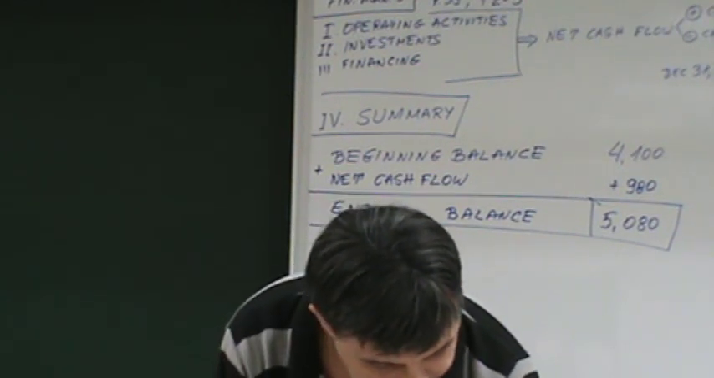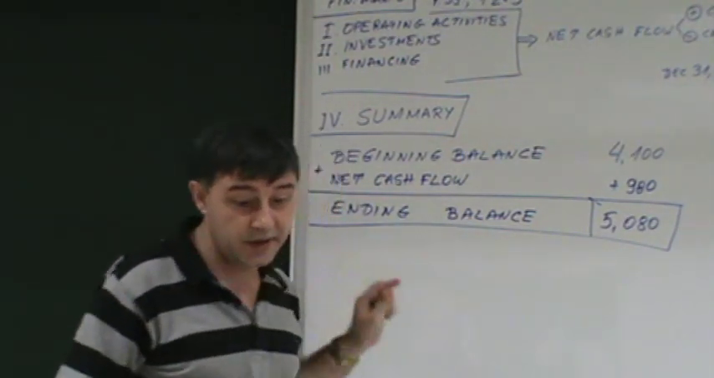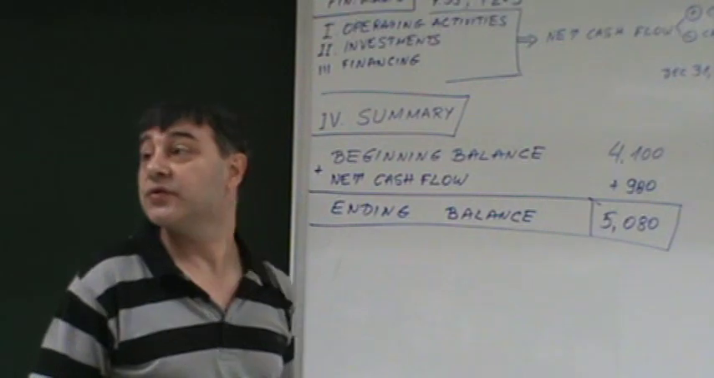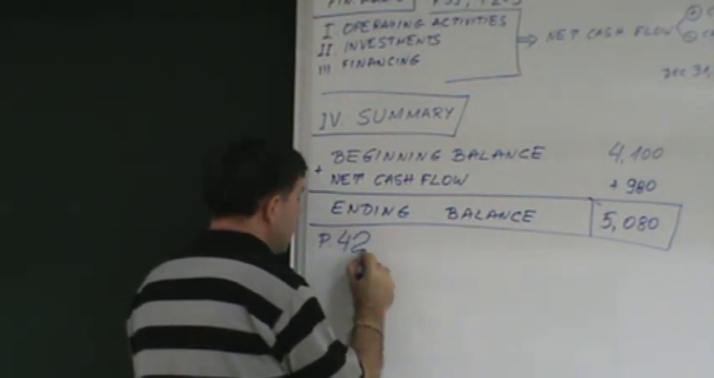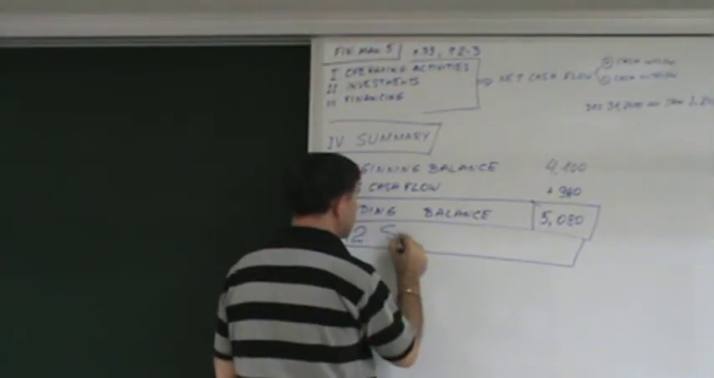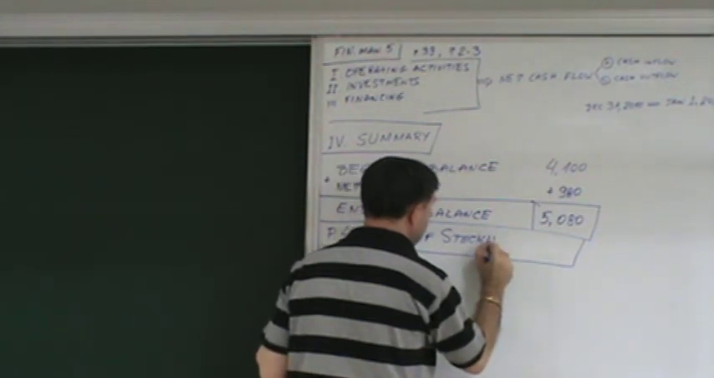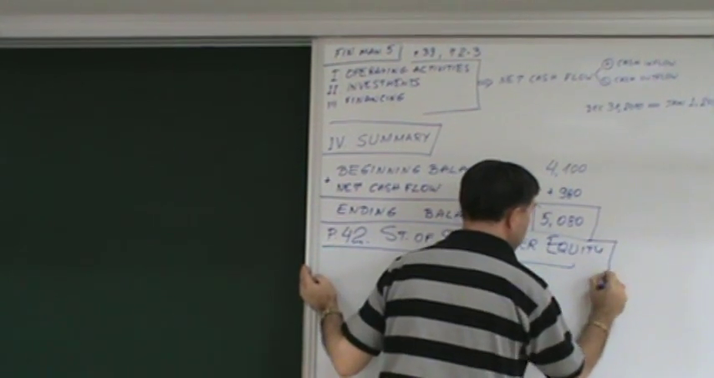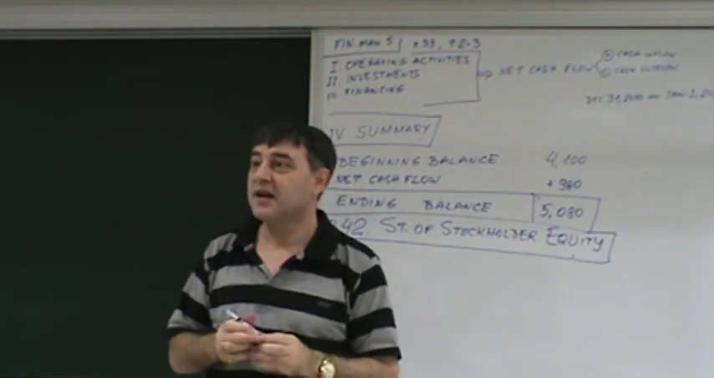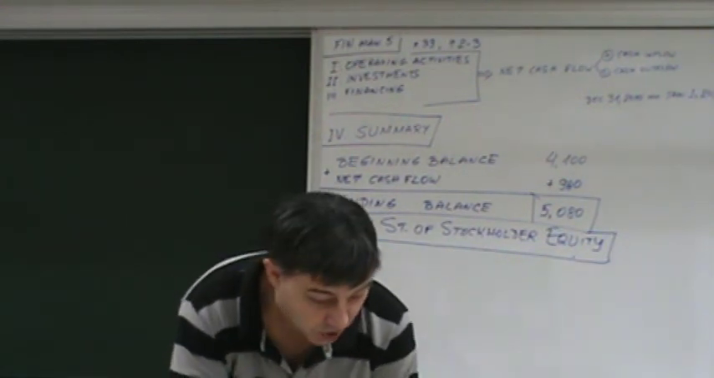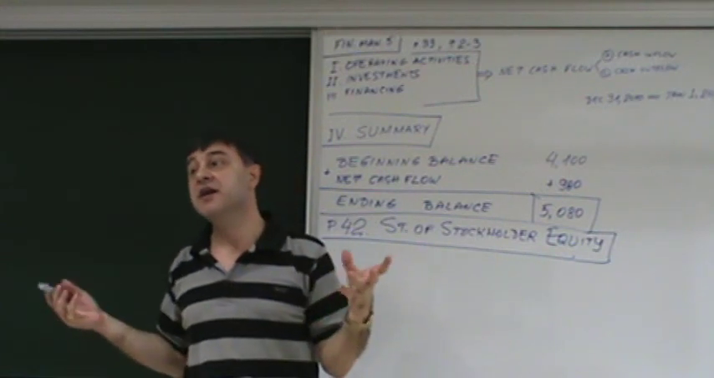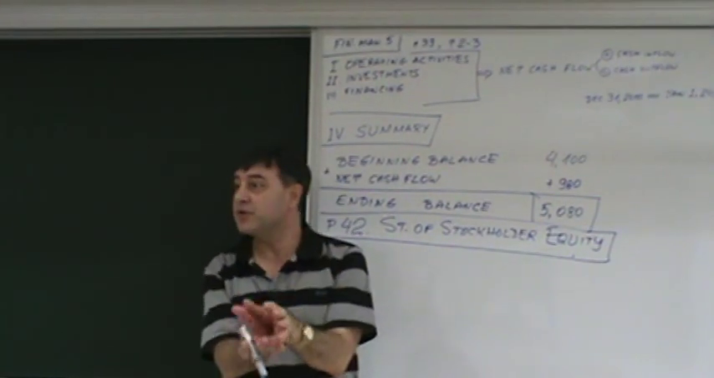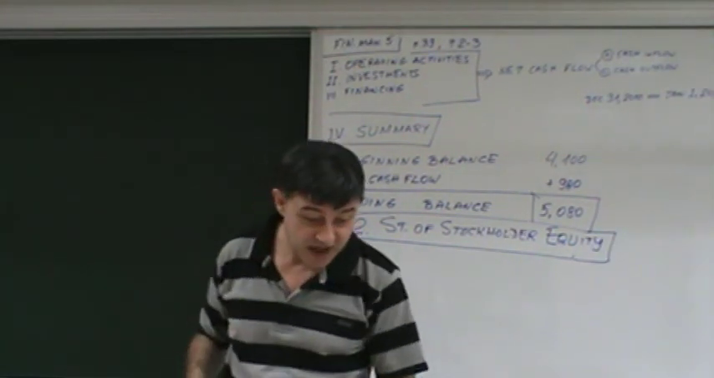Let me see what else I have over here. Okay, the next one is the statement of stockholder equity. So we're switching to page 42. Stockholder equity simply has two main components. The first component is basically capital, which is the capital from last year, and then retained earnings from this year.